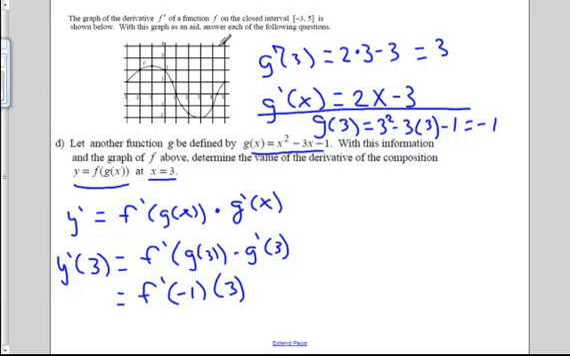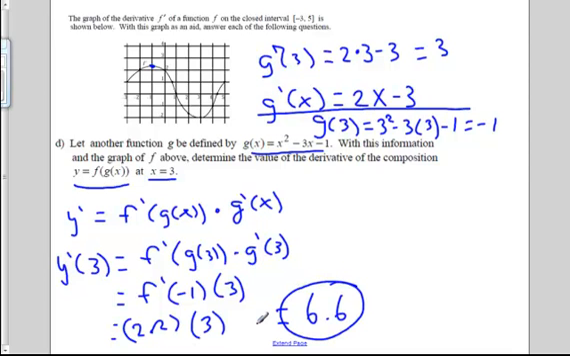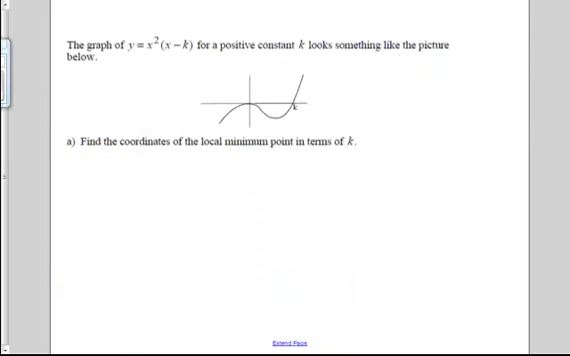Well, f prime of -1, if we go to -1, that's right there. So that's roughly 2.2 maybe times 3, which is 6.6. Not bad. Pretty easy to do. The chain rule question is a little bit tricky, but once you get the theory, get the idea of what to do, the algebra behind it is not too challenging.